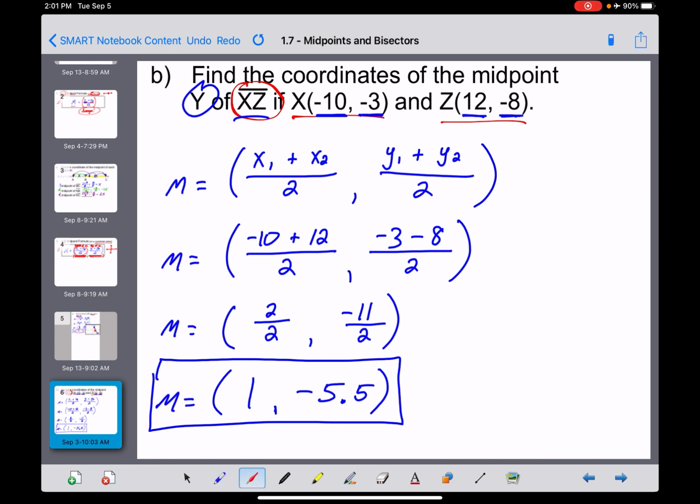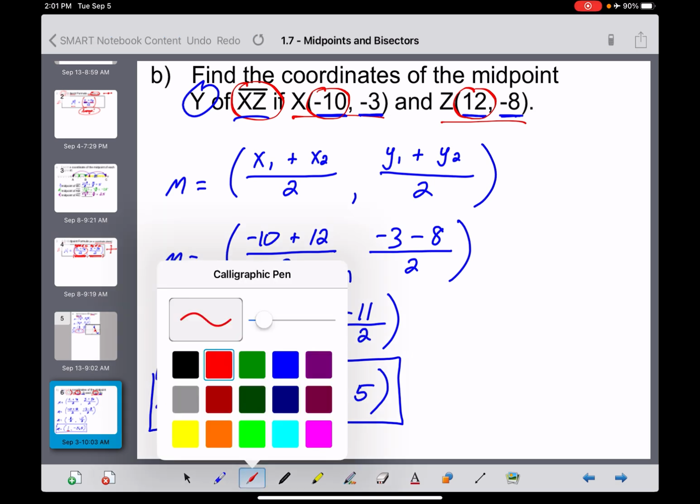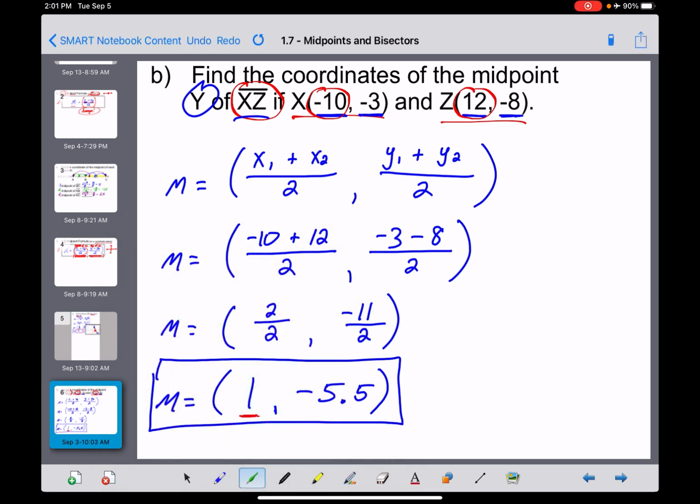You just want to make sure, guys, that the X value you come up with right here, in this case 1, is in between this number and this number right here. Now, it should be exactly in the middle right there, but yeah, it is. And let me switch colors. You'd want to make sure that this y value right here is in between these two y values here, and it is.